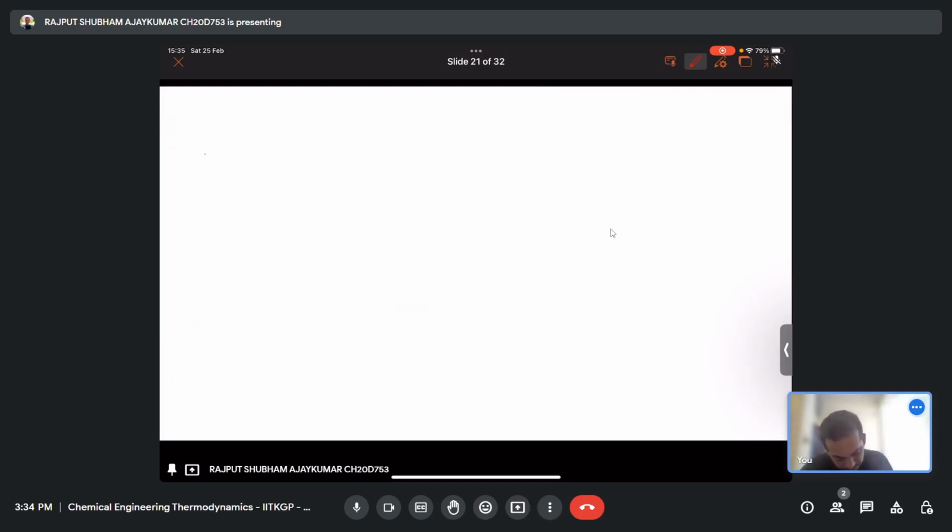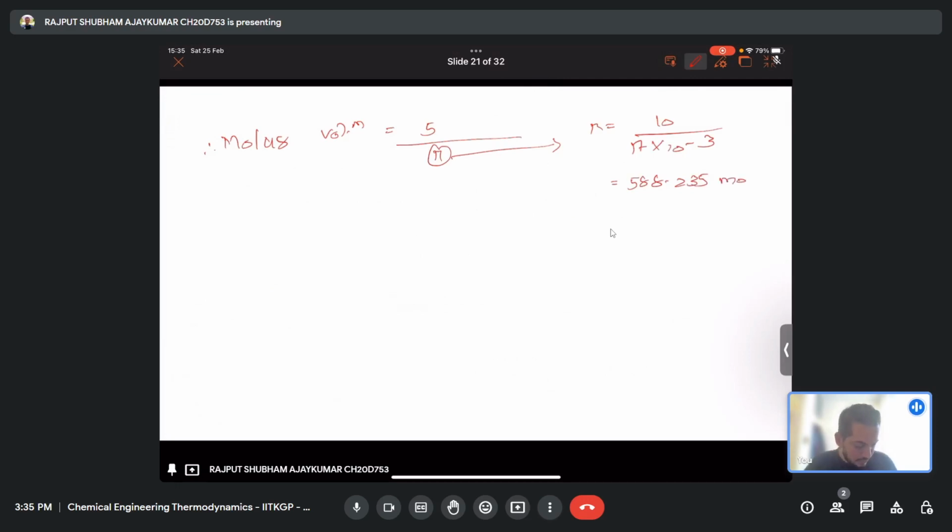Okay, so what will be the molar volume? We have the molar mass and volume. So the molar volume is the 5 meter cube volume of the tank divided by the number of moles. Number of moles will be given weight divided by molecular weight, 10 divided by 17 into 10 to the power minus 3. This comes out to be 588.235 moles. So the molar volume will be 5 divided by 588.235. This comes out to be 8.5 into 10 to the power minus 3 meter cube per mole.